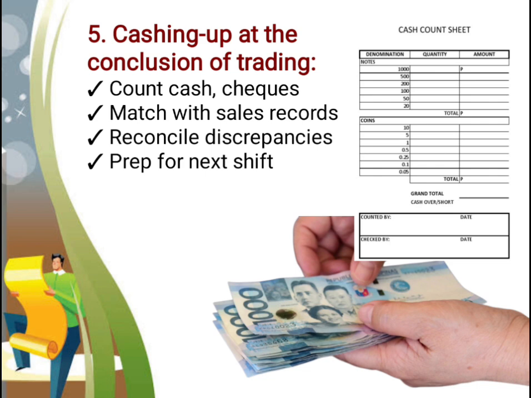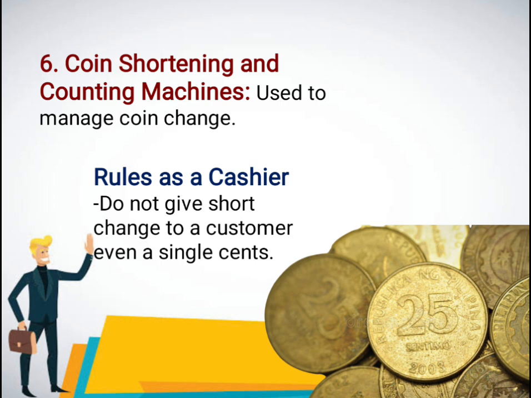And we also have cashing up at the conclusion of trading. You must count cash and checks, match with sales records, reconcile discrepancies, and prepare for the next shift. The next one is coin sorting and counting machines used to manage coin change. Like the rule as a cashier, do not give short change to a customer, not even a single cent.